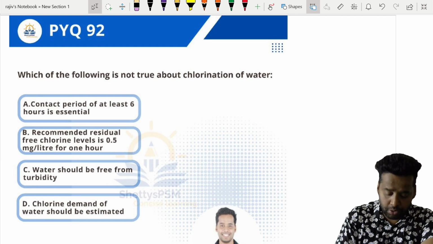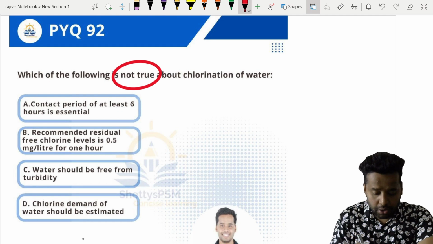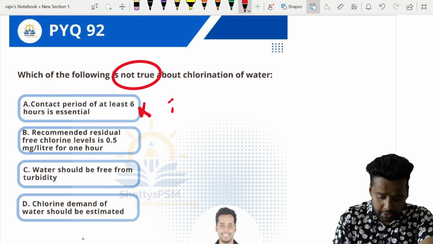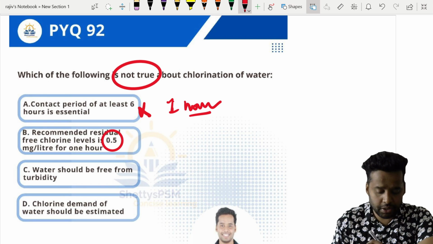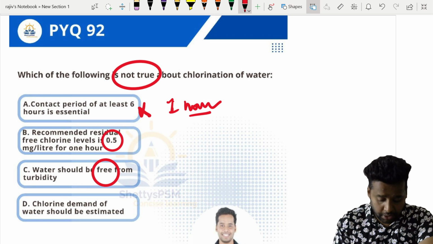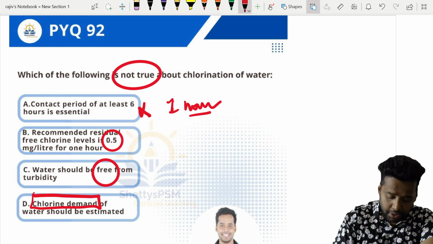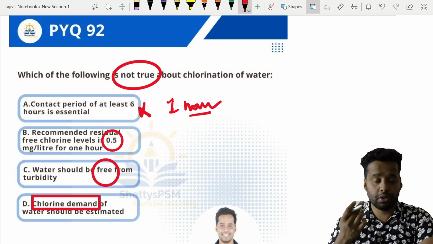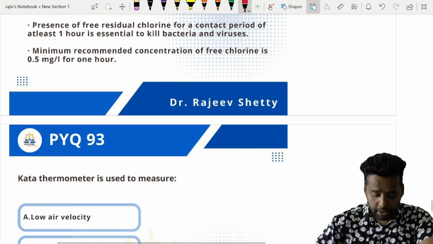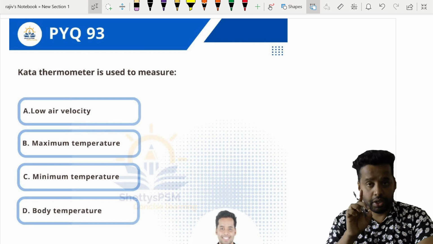Not true for chlorination of water. So contact period of 6 hours is wrong answer. 1 hour or 60 minutes will be sufficient. Normal condition FRC 0.5 is sufficient. Water should be free from turbidity, important, and chlorine demand we estimate, then we add bleaching powder. We use Horrocks apparatus, then we estimate chlorine demand, add bleaching powder. Contact period is 1 hour.